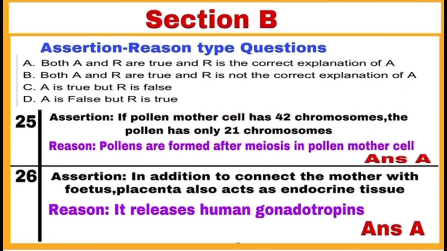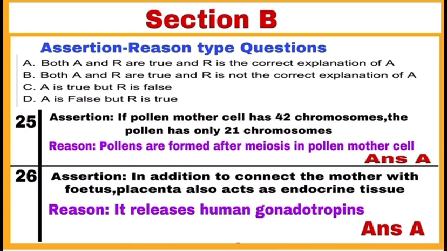Now, come to section B. It also has 24 questions and you have to attempt 20. Questions number 25 to 28 are assertion reason type questions. Now, see question number 25 and see the assertion statement. If a pollen mother cell has 42 chromosomes, the pollen has only 21 chromosomes. It is true. Now, see the reason. Pollens are formed after meiosis in the pollen mother cell. This is also true and a correct explanation of the assertion. So here mark A as the correct answer.